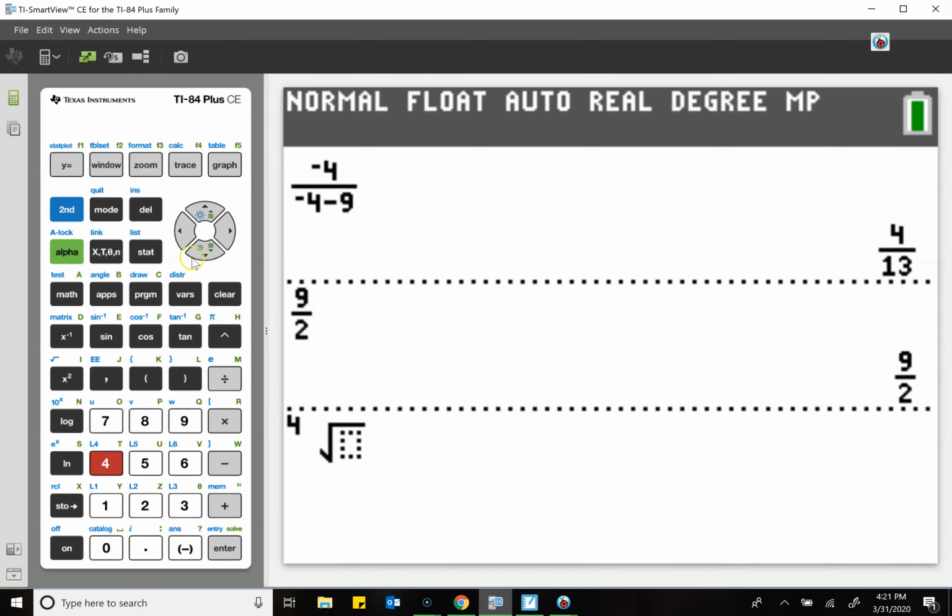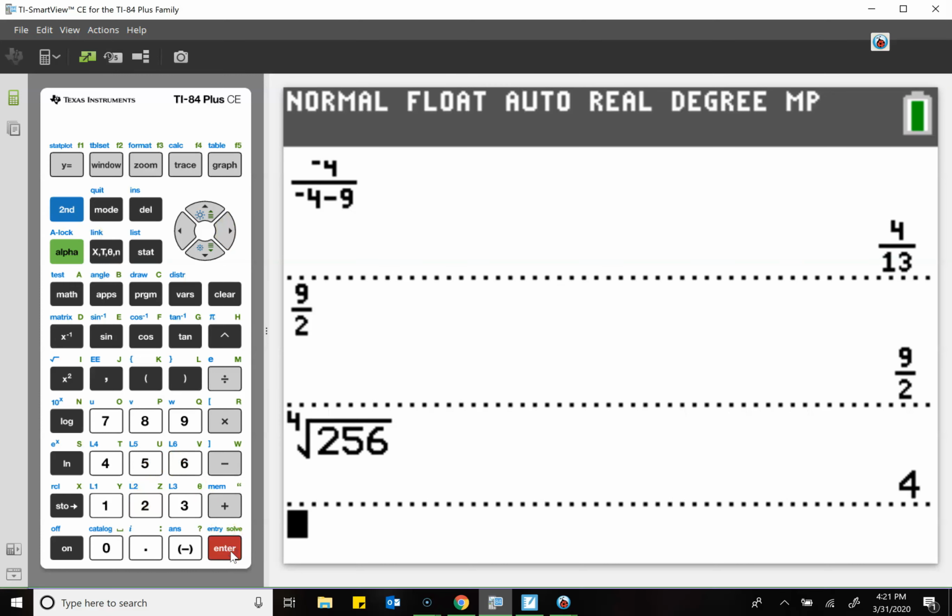Put in 4, and our number is, once we scroll inside, 256. Hit enter. Hey, it worked. Now you've reduced it. There you go. See if it works in the calculator. If it does, great. Now you know the answer. If it doesn't, well, then we'd have to reduce it the way that we reduce radicals normally.